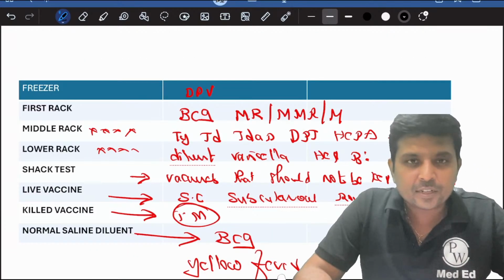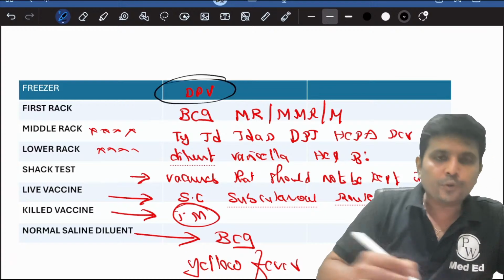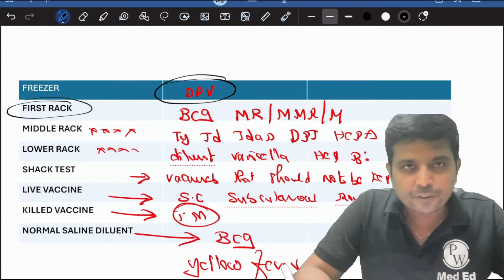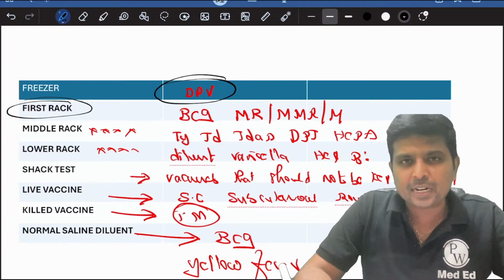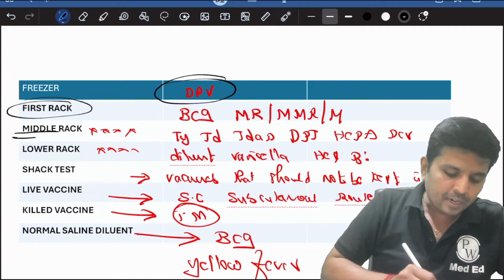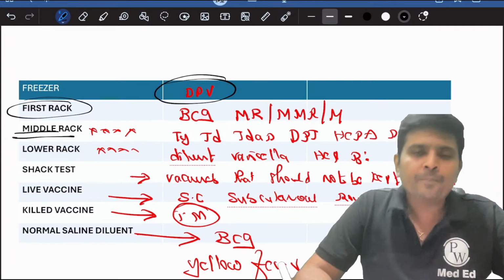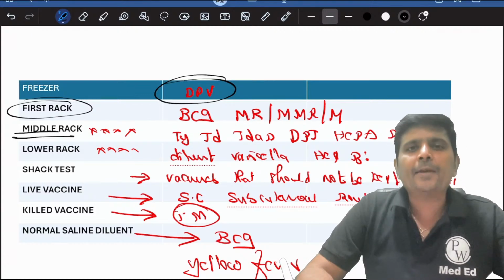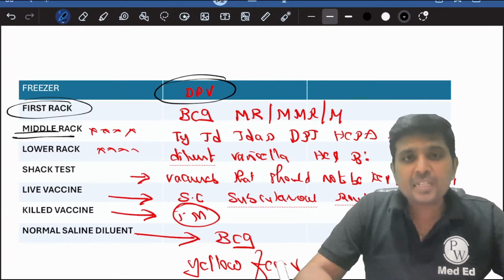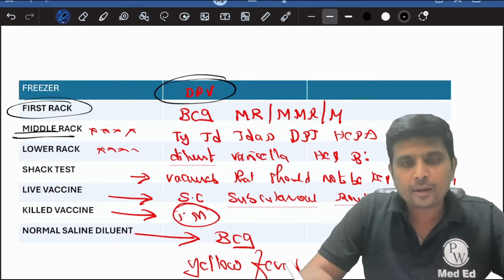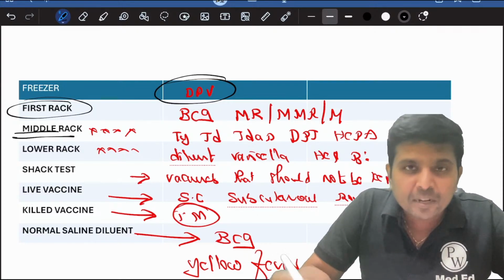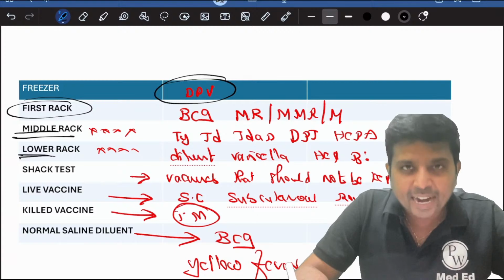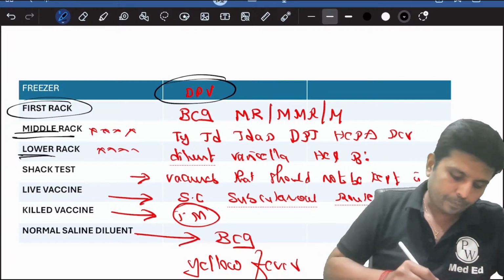Okay, so as we discussed, in the freezer you will store OPV. In the first rack just below the freezer, BCG and measles containing vaccine. The middle rack contains all T vaccines, DPT, TT, Tdap, typhoid, rotavirus, PCV, hepatitis A, everything, all stored in the middle rack. And the lower rack is meant for hepatitis B, varicella and diluents.